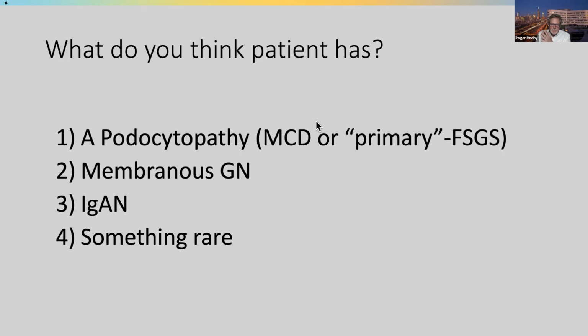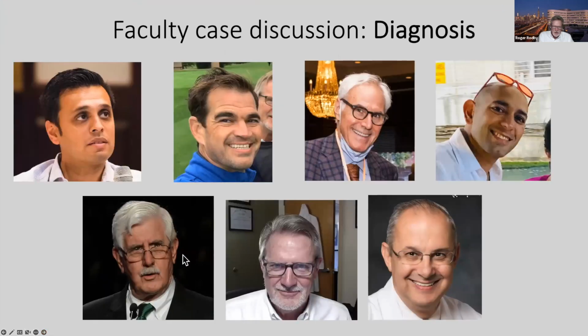A few more people vote. It's all anonymous. Okay, I think we can end it there. About half the people are picking IgA nephropathy. We've got 15% say membranous, 12% say podocytopathy, and 21% something rare, with a comment in chat, which is a good addition there. So let's pass it on to discuss and see what people think.